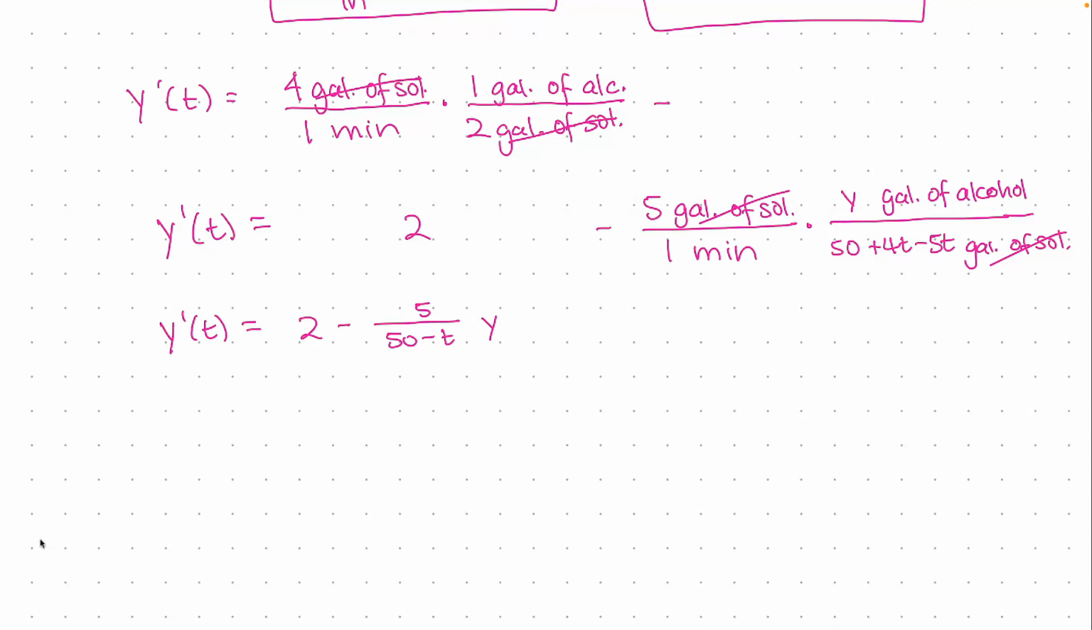Look at this. We're just going to solve this. Is this a first order linear differential equation? Is it in standard form? No, but all we have to do is move a term, and it'll be in standard form. y prime of t plus 5 over 50 minus t times y equals q. There's our p of x times y equals q of x. So then you would just solve it.